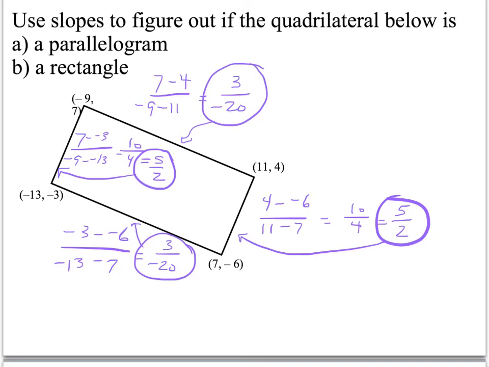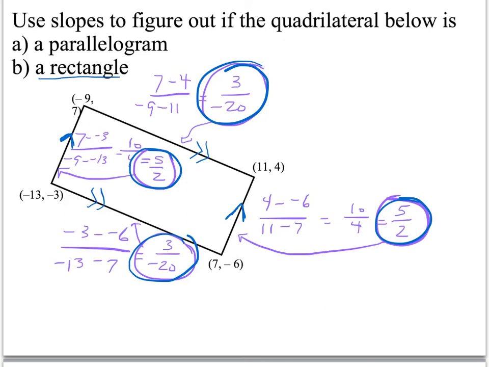So, to answer our questions, and I will say this, a lot of people on quizzes and tests have really given me poor explanations as to whether or not we have a parallelogram or a rectangle based on slope. It's actually a really simple explanation. The answer to part A, is it a parallelogram? Yes. Why? Here's why. The left and the right side are parallel because they have the same slope. The top and the bottom are also parallel because they have the same slope, 3 over negative 20. So you just have to put that into your own words. And of course, you know parallelograms are quadrilaterals whose opposite sides are parallel.